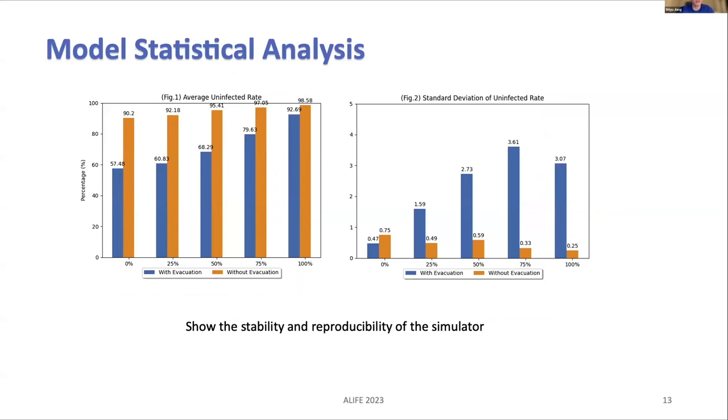So here comes the statistical analysis of our model. In the experiment, we actually repeated every parameter setting 10 times with different random seeds. And we calculate the average and the standard deviation of uninfected rate here. Although we can find out that the standard deviation for those with evacuation scenarios is much higher than without evacuation, it's quite low enough to say that we have a stable and reproducible simulator.